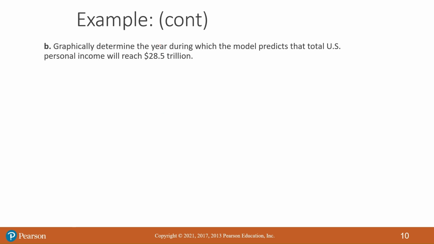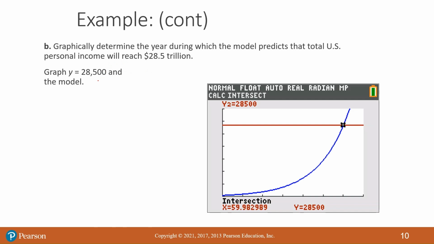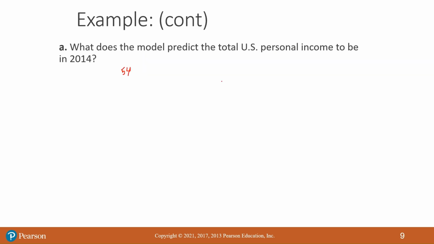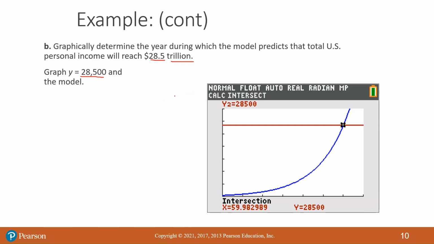Now, we also want to graphically determine the year during which the model predicts that the total U.S. personal income will reach 28.5 trillion. Now, in order to do this, we're going to graph the initial model on Y1. I'm going to graph Y equals 28,500 on Y2. The reason we're graphing 28,500 instead of 28.5 is because the 28.5 is in trillions. And if you remember, we initially had our equation here in billions of dollars. We need to make that conversion and stay in billions when we do our calculations.